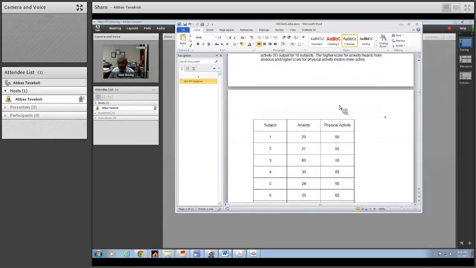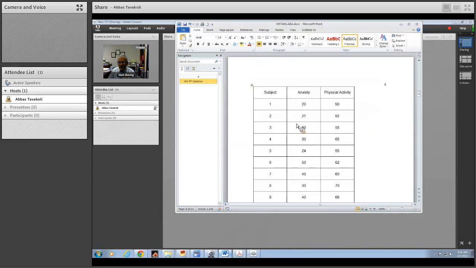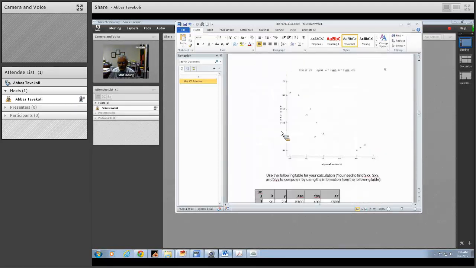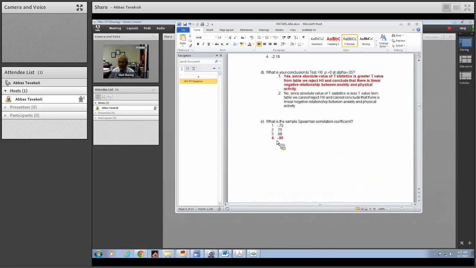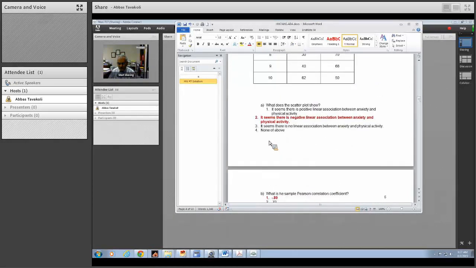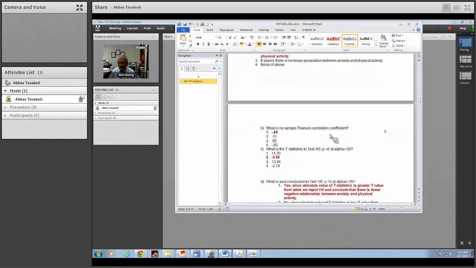So for each subject, for example, for subject 1, the anxiety was 20 and the physical activity 90; for subject 2, 21 and 92, and so forth. And I ask, what does the scatter plot show? Again, here you see there is a trend going down. That means there is a negative relation. By increasing physical activity, the anxiety goes down. So the second option was the correct answer: there is a negative linear association between anxiety and physical activity.